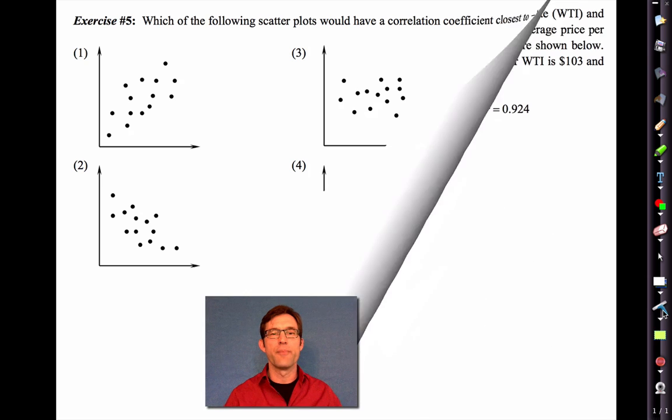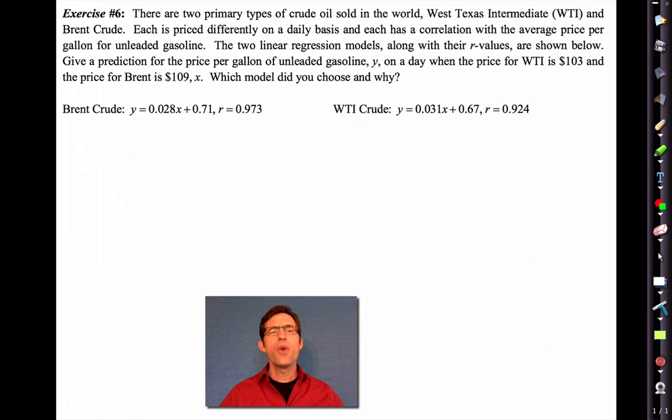All right, let's do one more problem. Okay, the whole point of the correlation coefficient really is to tell you how good a linear model or other types of models will do in predicting something. This is very wordy, but let's look at it. There are two primary types of crude oil sold in the world: West Texas Intermediate, also known as WTI, and Brent crude. Each is priced differently on a daily basis, and each has a correlation with the average price per gallon for unleaded gasoline. So, the gas you buy depends on the oil that it's made out of.